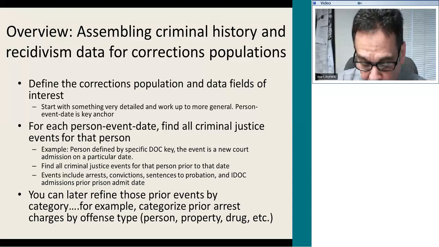So we do that, and what we're going to find sometimes is that a master IDOC number may be matched to more than one state ID.